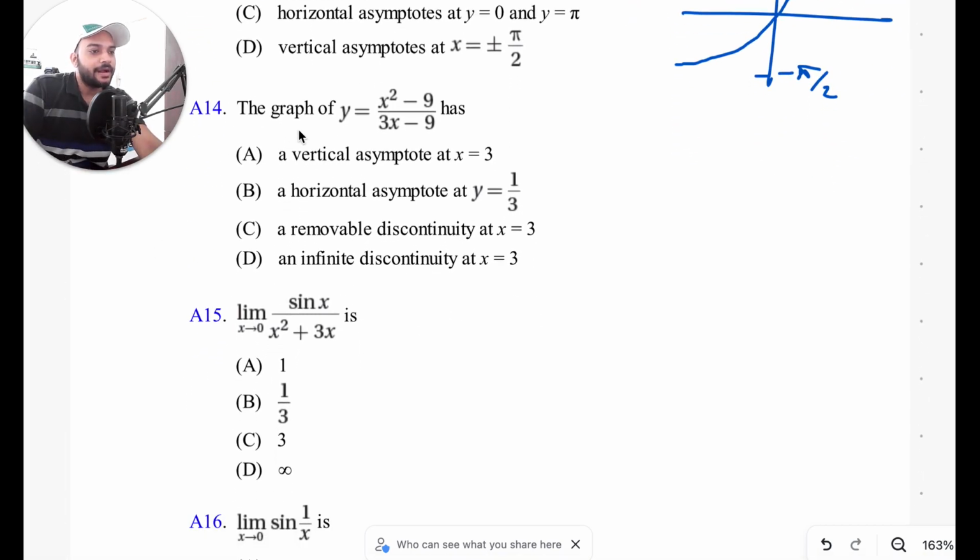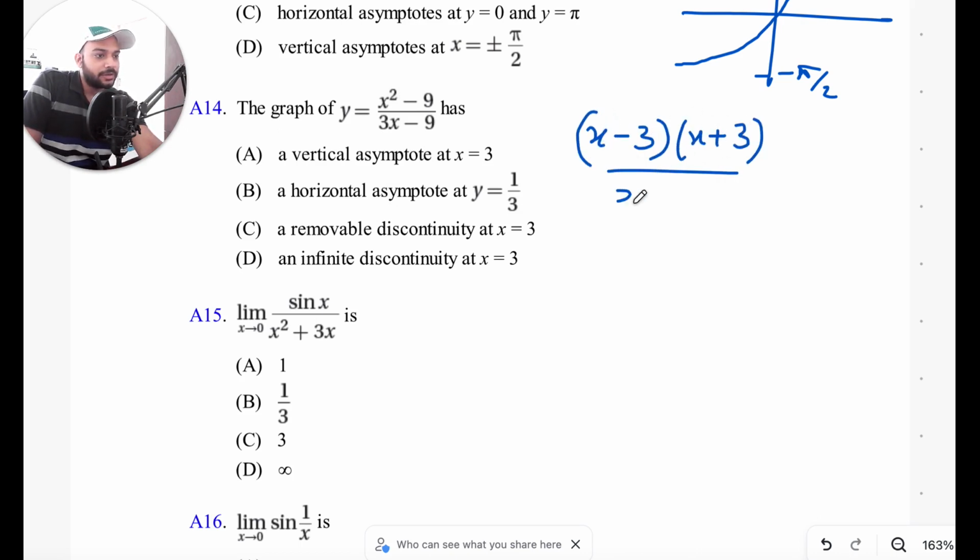A14. The graph of y is equal to x squared minus 9 over 3x minus 9 has. And there are a few options. We need to check the asymptotes, points of discontinuity, and these things. Let's quickly see that. Okay. So x squared minus 9 over 3x minus 9. This can be written as x minus 3 times x plus 3 on the top. And on the bottom 3 common x minus 3.